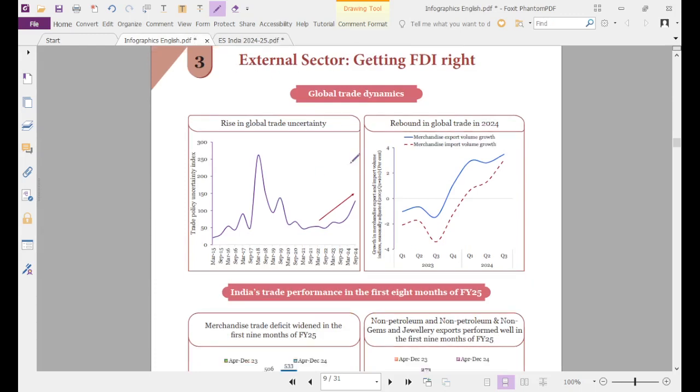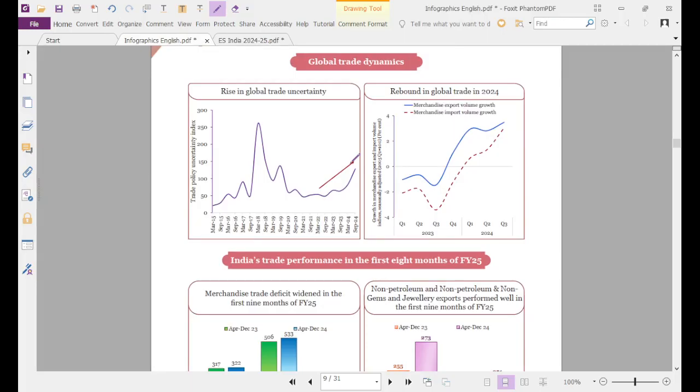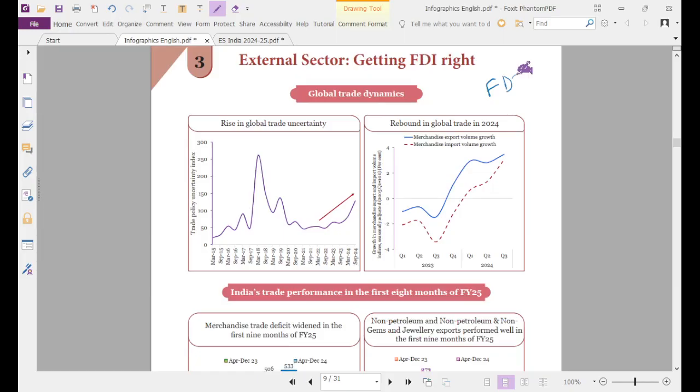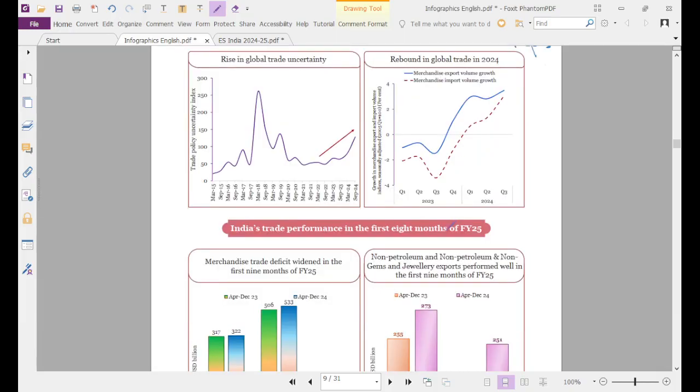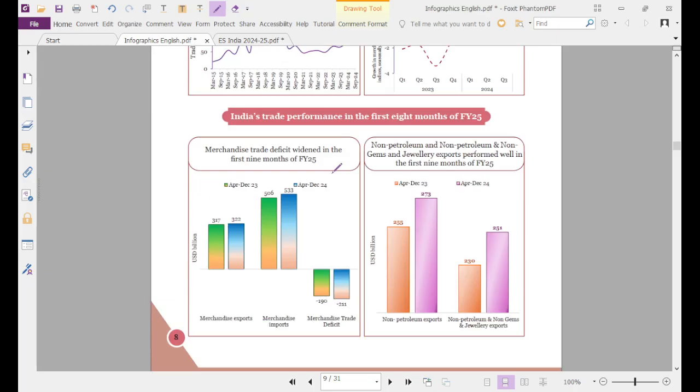External sector, getting the FDI right. Foreign direct investment. There are two things: there is foreign direct investment, and there is FII, FPI, foreign portfolio investment. This is long term, this is short term, you know that. India has been the top recipient in the world. Despite the global uncertainties in trade, India has been a constant receiver of FDI, the highest FDI in the world, and that is outlined here, especially with respect to gems and jewelry and others. Also, India has been performing very well, and an upward trend is being observed. Even the merchandise trade deficit has widened in the first 9 months.